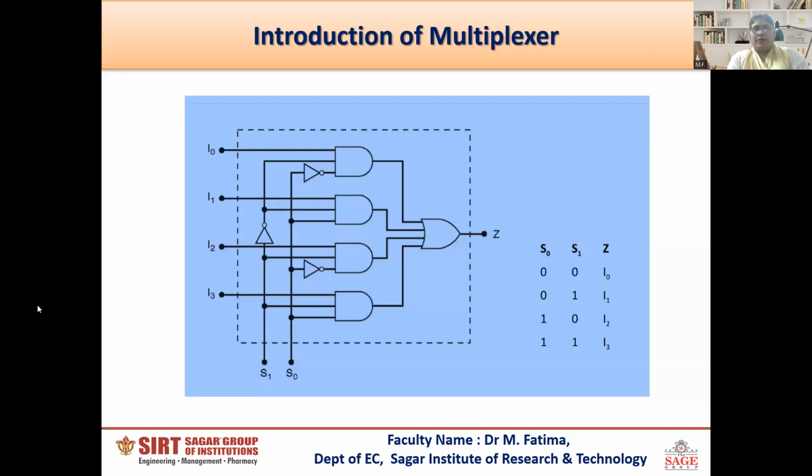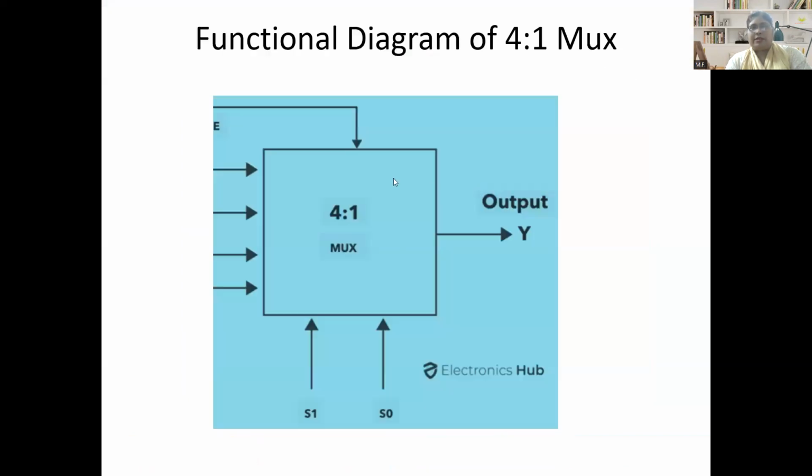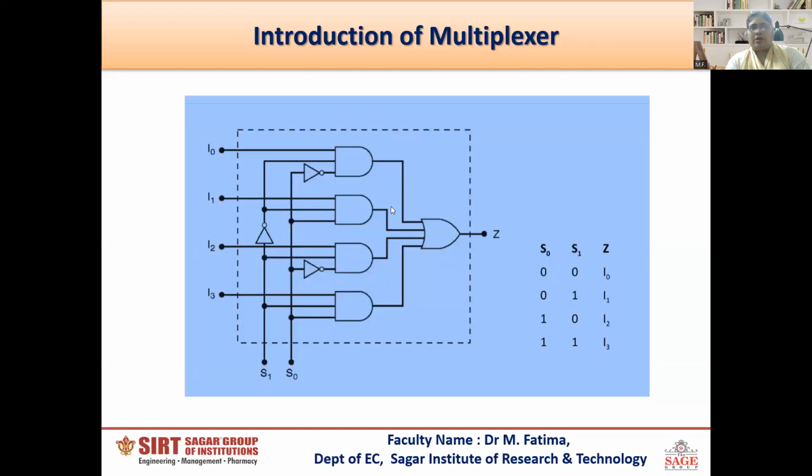You can see here what I drew on the white screen. These S0, S1 are two select lines, depending on which I0, I1, I2, and I3 will be routed. So what I drew on the white screen is also available here. This is the logic diagram of 4:1 multiplexer. That is, inside of this block, this logic diagram is present. These gates are present.